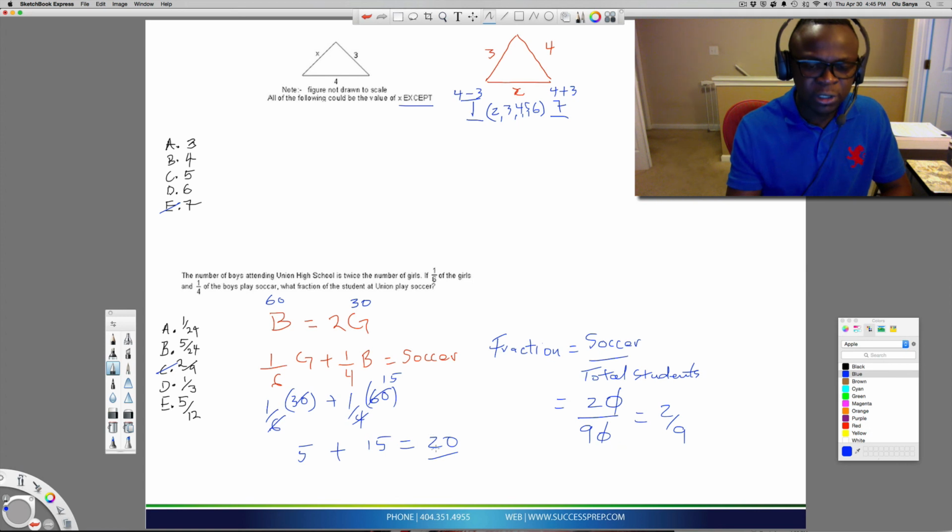That would still work proportionally in such a way that you would still get 2 9ths, and that's how you answer these 2 questions for the GMAT. And you could also see this question on the GRE as well, so it's common to both tests.